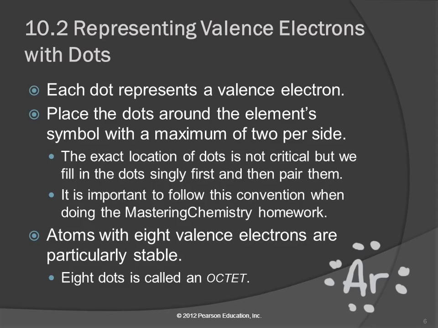That's what the other elements are trying to do when they react. They're either going to gain or lose electrons so that they can get that octet, or they're going to share electrons with other atoms to get that octet. That's not the real scientific explanation, but it's a little easier to understand.